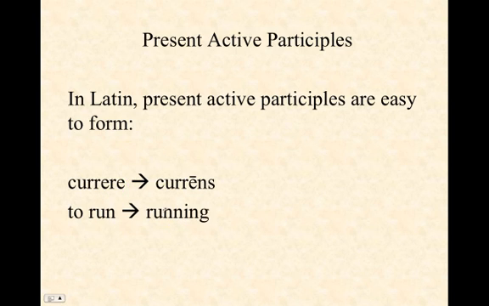A third conjugation verb, same thing. Take -re off, add -ns. We have some natural vowel lengthening, but that's really not that important. And we change to run into running. Now this, the -ns form, is the nominative singular.